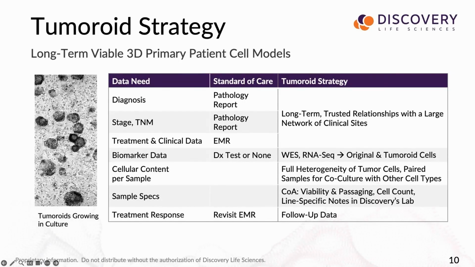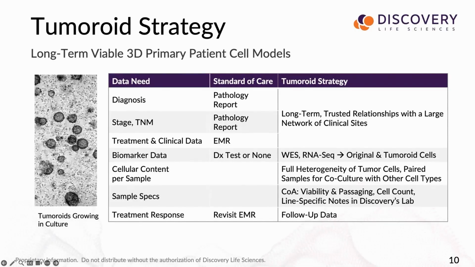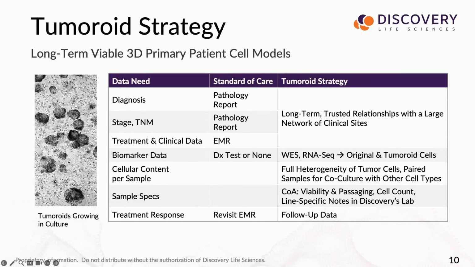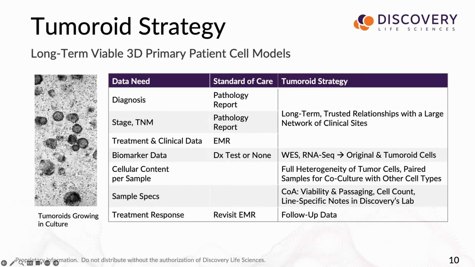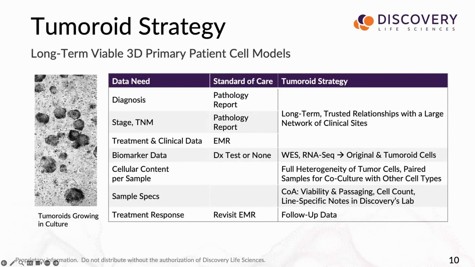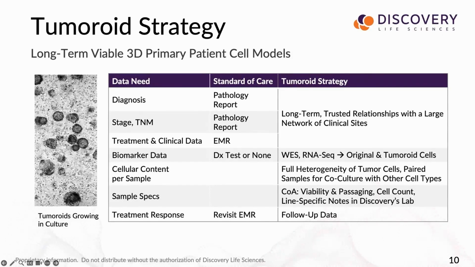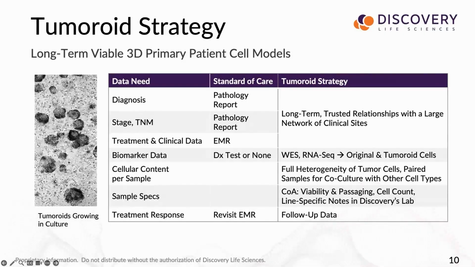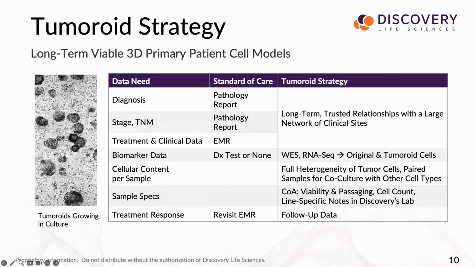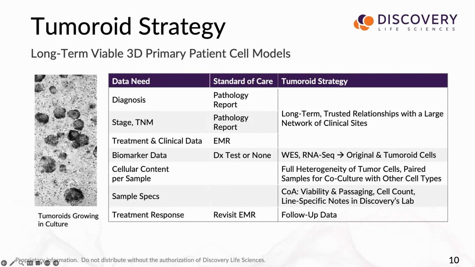The cellular content of tumoroids is only tumor cells. They do represent the full heterogeneity of tumor cells, unlike cell lines, which can be kind of a clonal population. If 15% of the original tumor had, say, a KRAS variant, 15% of the tumoroid cells also have a KRAS variant. And then we have paired samples available for co-culture to address the research need for other cell types, such as immune cells or fibroblasts.